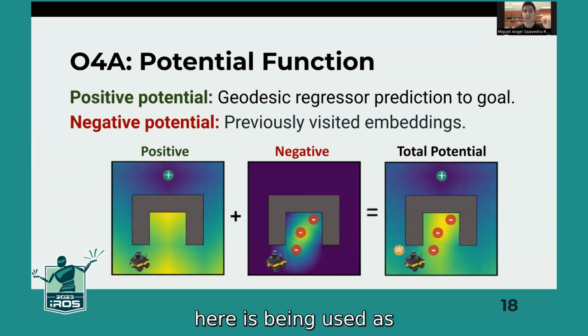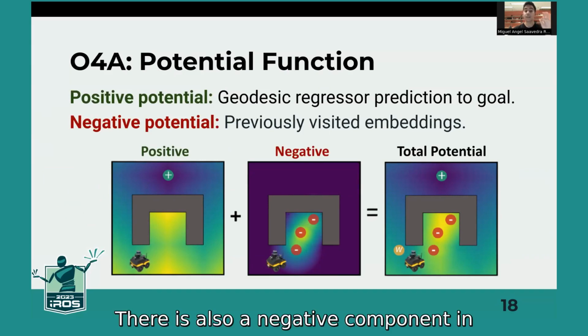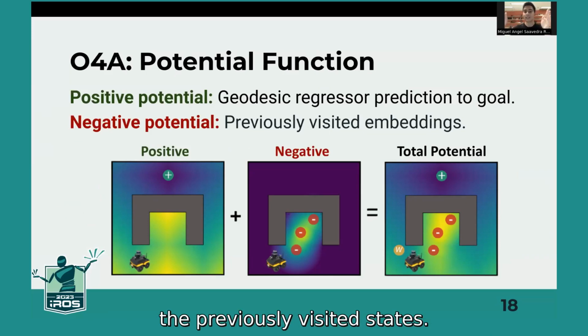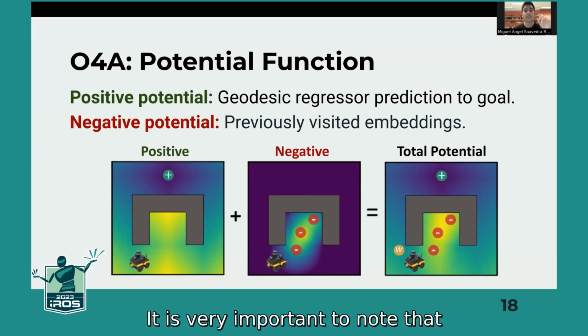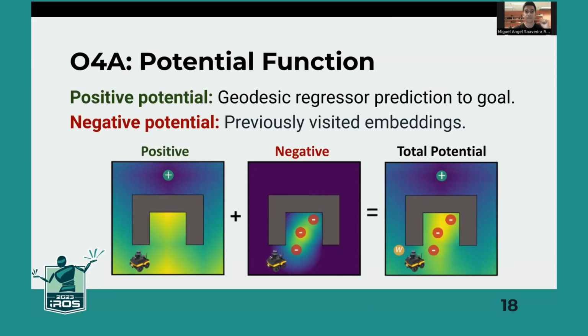The geodesic regressor here is being used as a component within a potential function, specifically as a positive component. There is also a negative component in the potential function, which is produced by the previously visited states. It is very important to note that this is just an example in 2D, but our potential function lives within a high-dimensional embedding space.